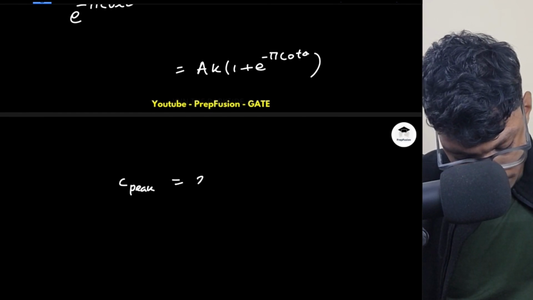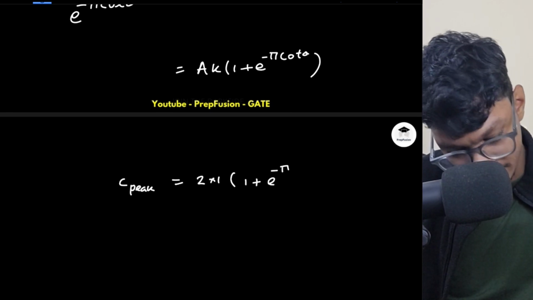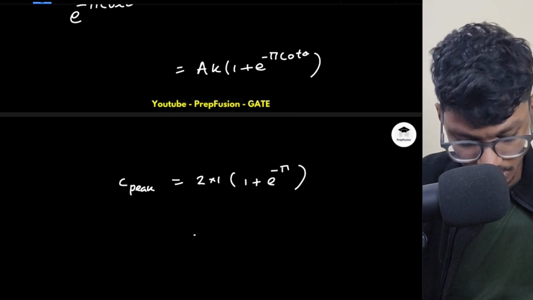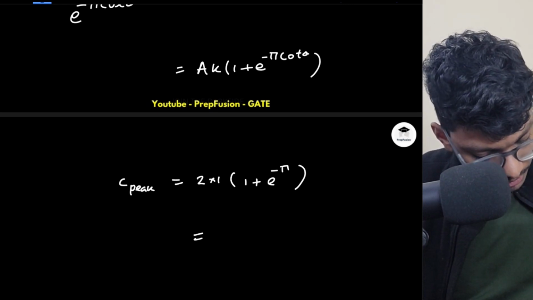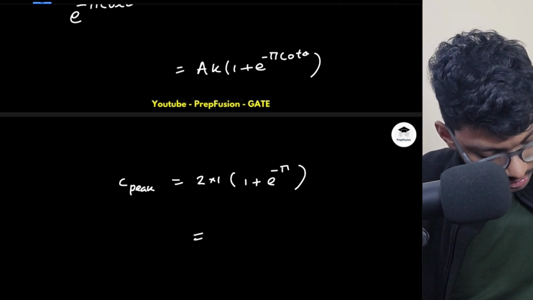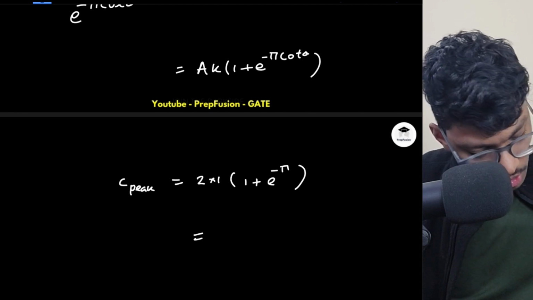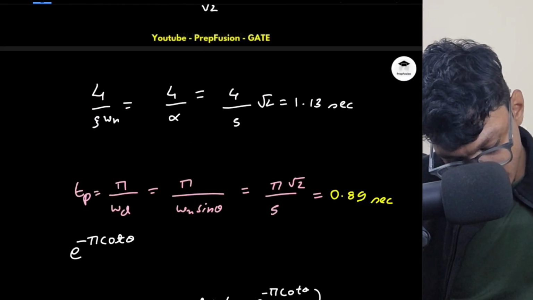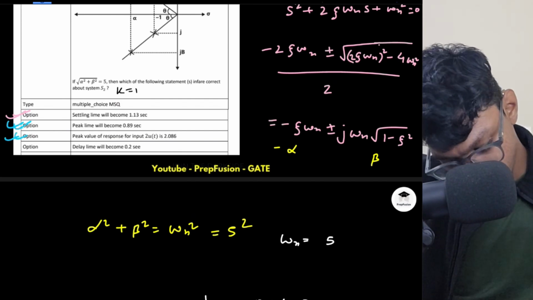It will be 2 into 1 plus e raised to power minus pi cot theta. Theta is 45, so cot theta is also 1. It will be simply e raised to power minus pi. Exponential plus 1 into 2, it comes out to be 2.086, which is also present in option C. So option C is also correct.